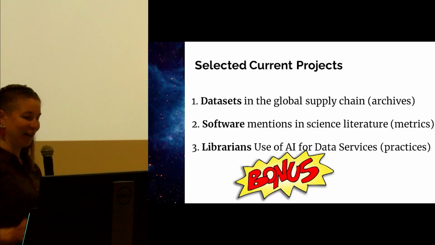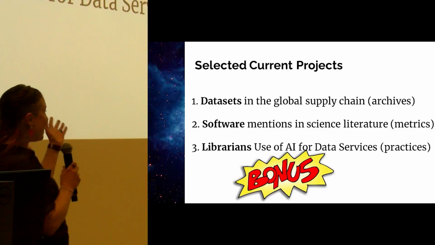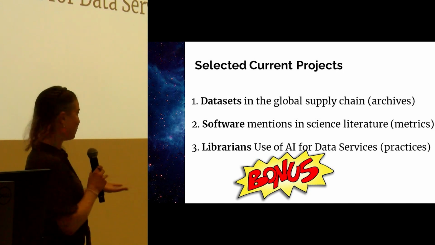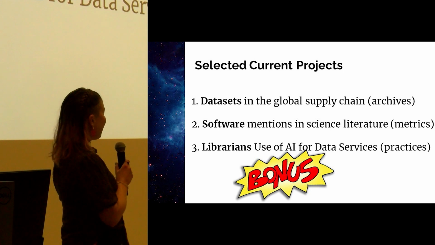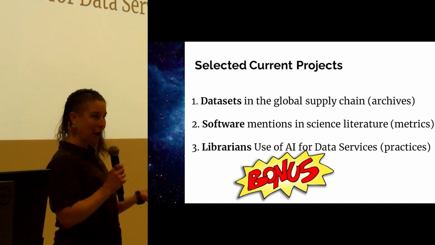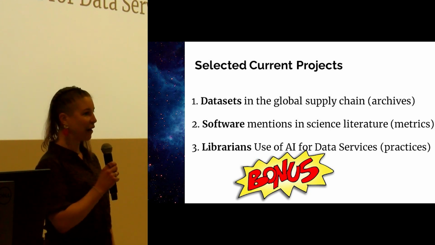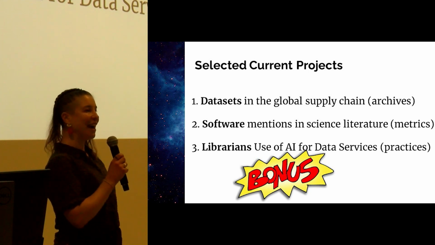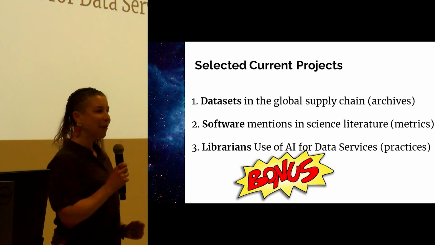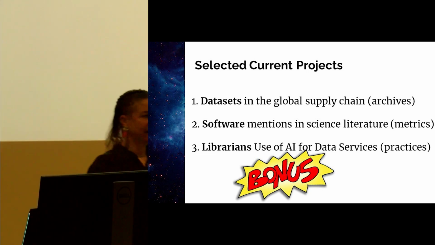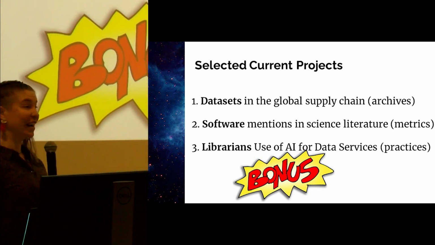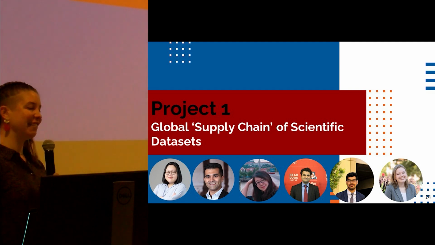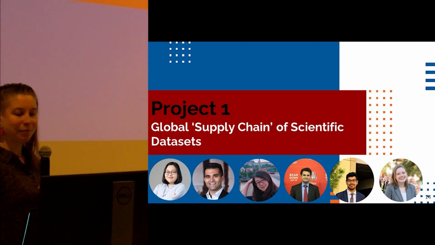So in these three projects, I'm going to go over data sets in the global supply chain, as we're saying, and that's part of the archives stream. Then we're going to look at software mentions, very hard problem. It's about one slide because that's all the progress we've made, but get ready for that. And then, how are librarians using AI for data services? And then a bonus project, if I can talk really fast. Just kidding. I won't talk too fast.